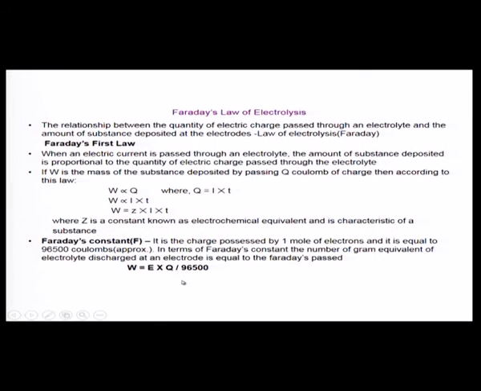Using this relationship, we can find the amount of substance deposited at the cathode using Faraday's first law of electrolysis. This is very, very important.